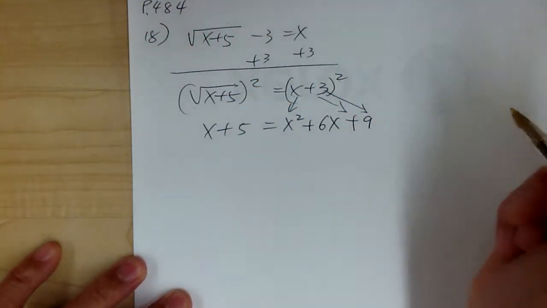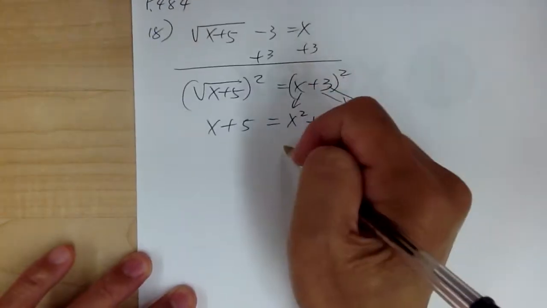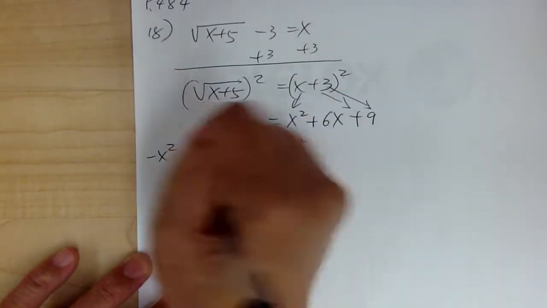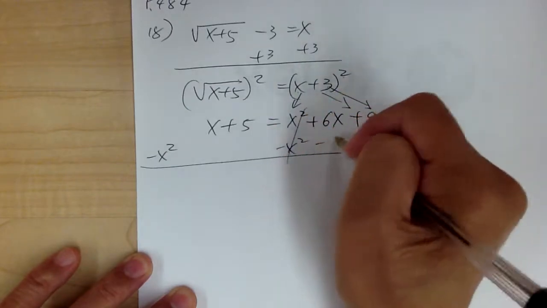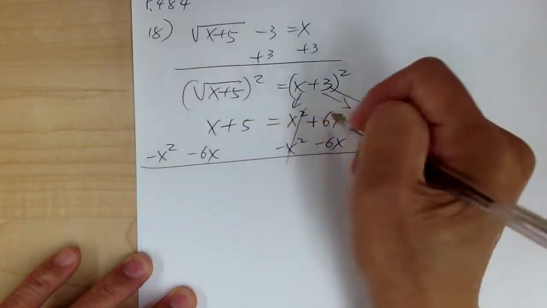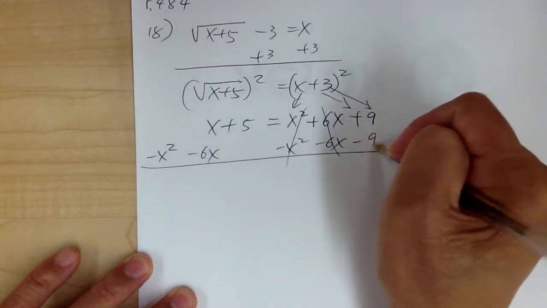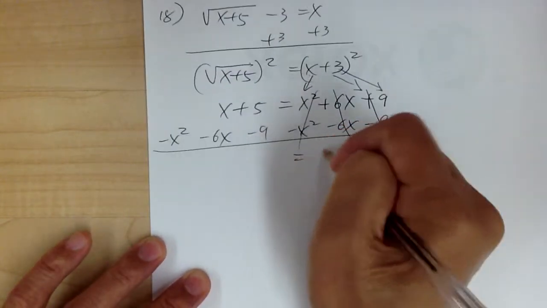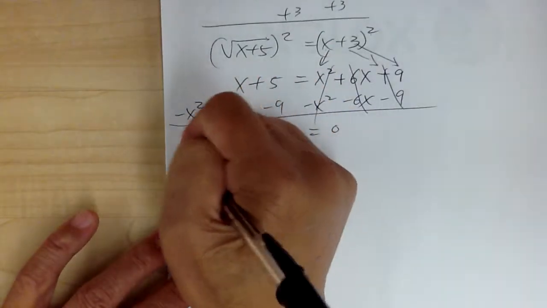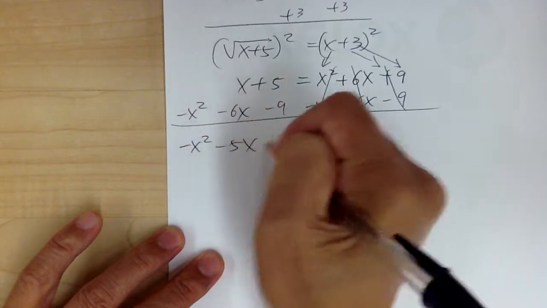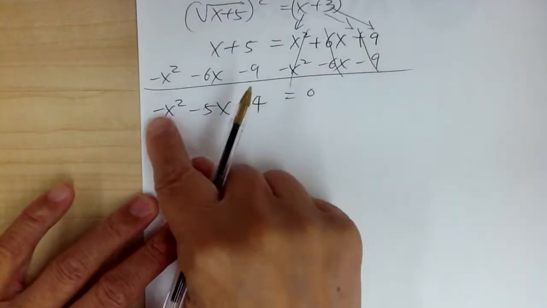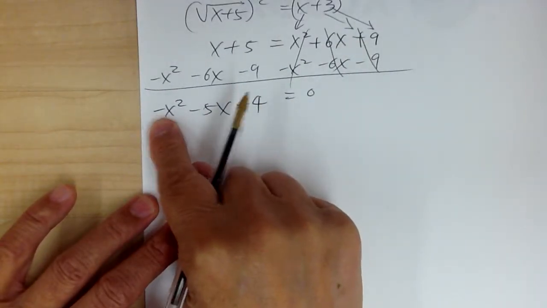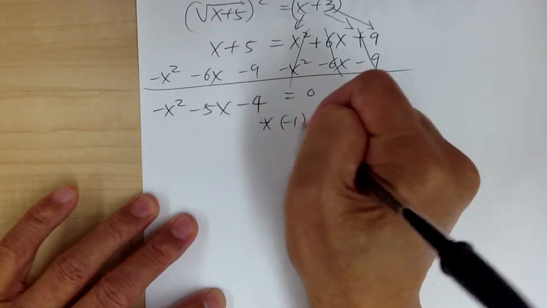Okay? Then after that, I'm going to move everything to this side. So minus x squared, minus x squared. So this cancel out, minus 6x, cancel out, minus 9, so cancel out. Again, you want to make it equal to 0 on this side. So you got negative x squared minus 5x minus 4. And again, you don't want to factor with a negative in front. So multiply everything by negative 1.